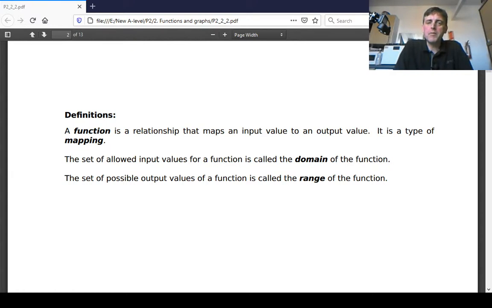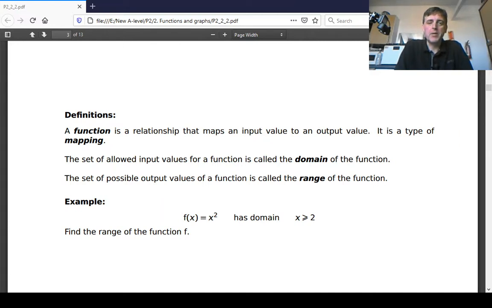But we've got a couple of definitions on the screen which I just want to make sure that we are familiar with. The set of allowed input values for a function, that's known as the domain of the function. And the set of all possible output values for a function, that's known as the range of the function. Are you familiar with those words? You may have seen them before, you may not have done. But either way, we're going to have a look at those things now.